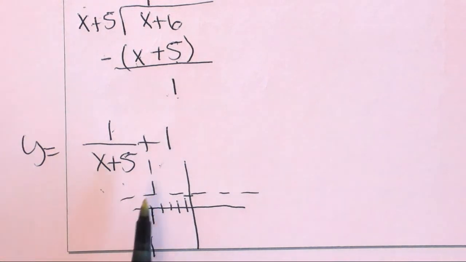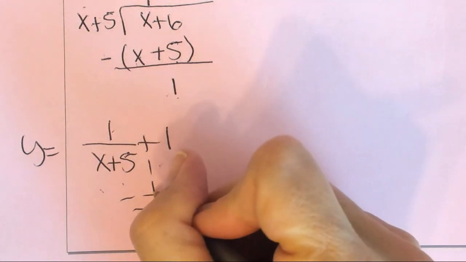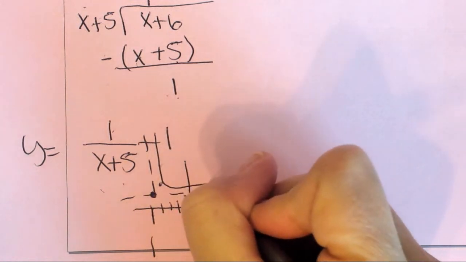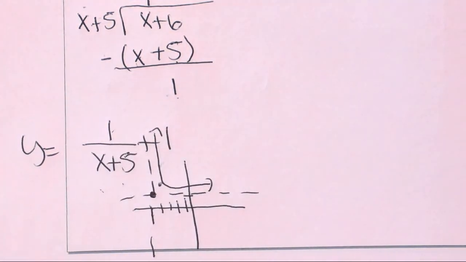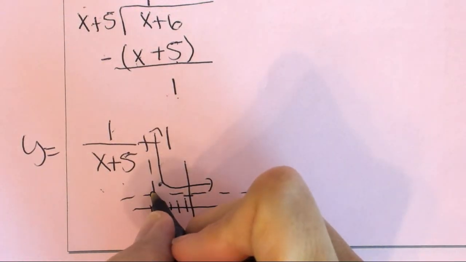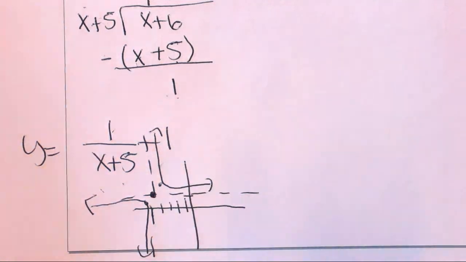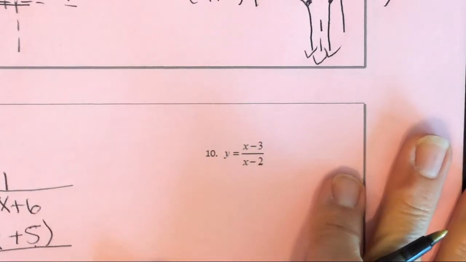Okay, this is the reciprocal function, so this is not the one that looks like the volcano. So I go to my middle point, and I go out 1, up 1, and I draw the right half up, and then I go back to my center, and I go left 1, down 1, and I draw the left side going down. So it looks something like that. Okay. Number 10, same thing.